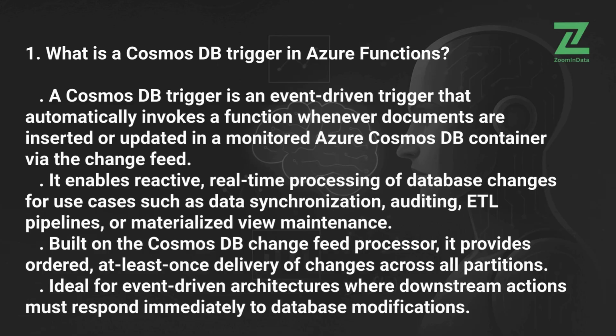1. What is a Cosmos DB trigger in Azure Functions? A Cosmos DB trigger is an event-driven trigger that automatically invokes a function whenever documents are inserted or updated in a monitored Azure Cosmos DB container via the change feed. It enables reactive, real-time processing of database changes for use cases such as data synchronization, auditing, ETL pipelines, or materialized view maintenance. Built on the Cosmos DB change feed processor, it provides ordered, at least once delivery of changes across all partitions. Ideal for event-driven architectures where downstream actions must respond immediately to database modifications.